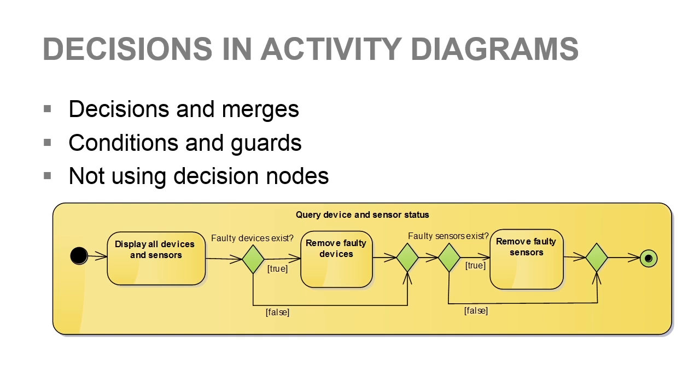In this movie, we're going to look at how you show decisions in activity diagrams. We'll look at the two kinds of control node used for decisions, that is, decision nodes and merge nodes, how the conditions and guards are shown, and how you can show decisions without these special nodes.